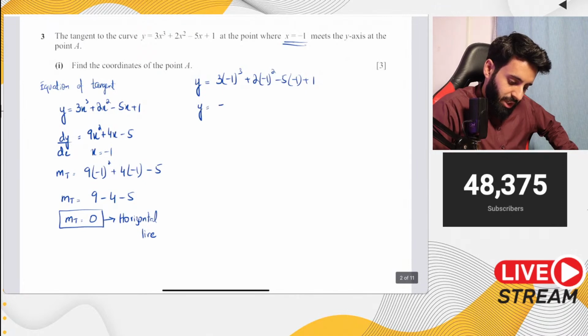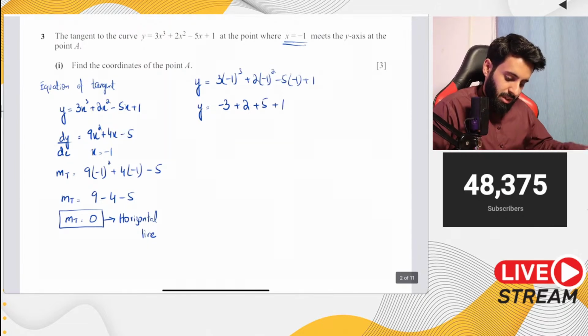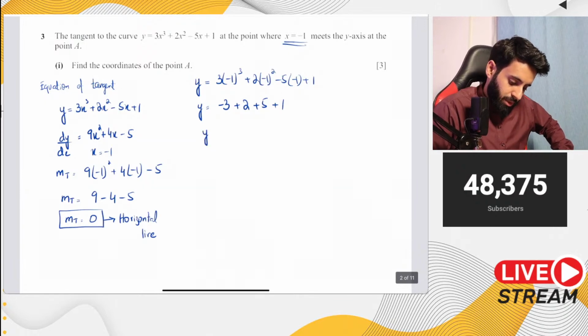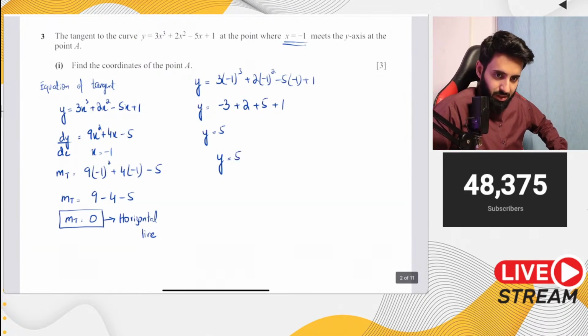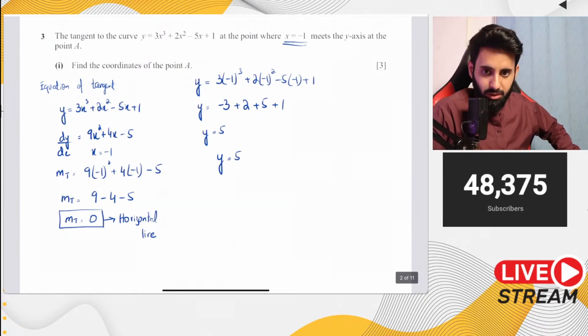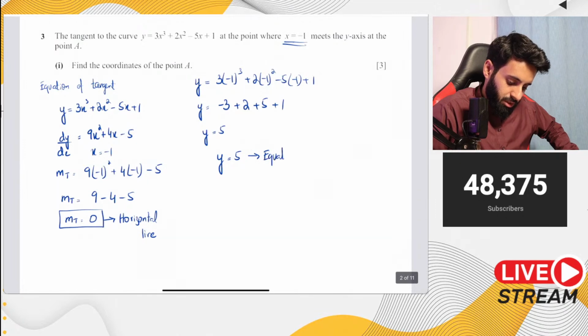So this will become minus 3, this will become plus 2, this will become plus 5 plus 1. Okay, now let's see what do we get. 5 plus 2 is 7, 7 minus 3 is 4, 4 plus 1 is 5. Okay, so that means the equation of the tangent straight away we know is y equals to 5. Because the gradient is 0, that means y equals to the constant is going to be the equation of the tangent. So this right here is the equation of tangent.